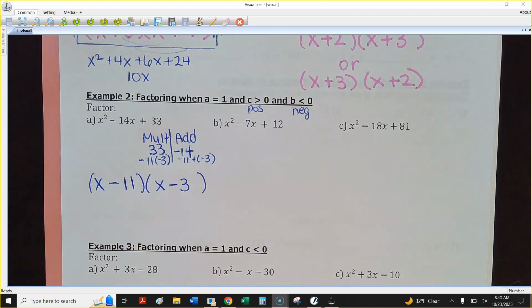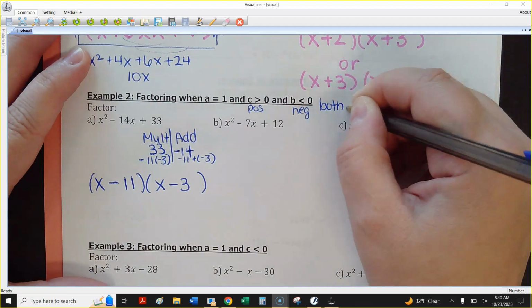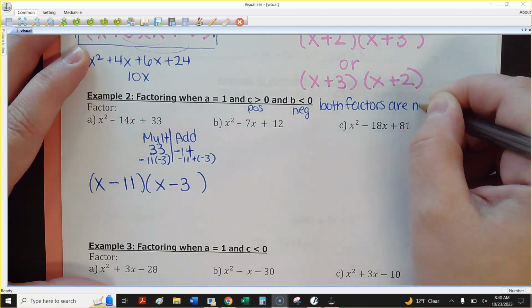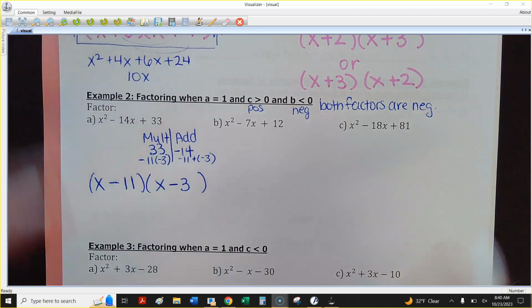So if this is your situation, both factors will always be negative. That's the only way that you could multiply to get a positive number on the end and add to get a negative number in the middle. Both of them are going to be negative. All right, so we're just practicing a couple of these just for some extra practice here.